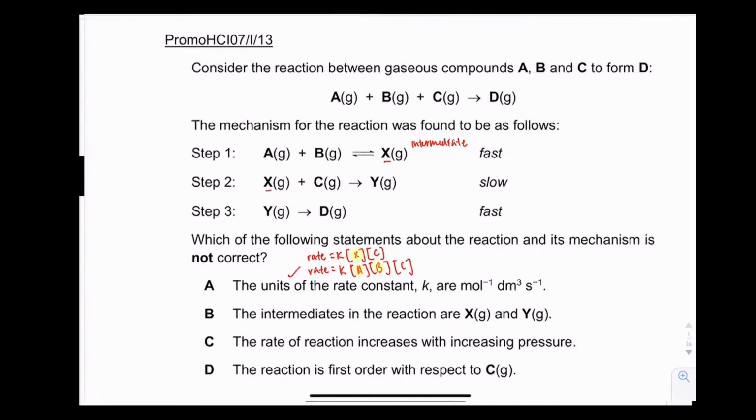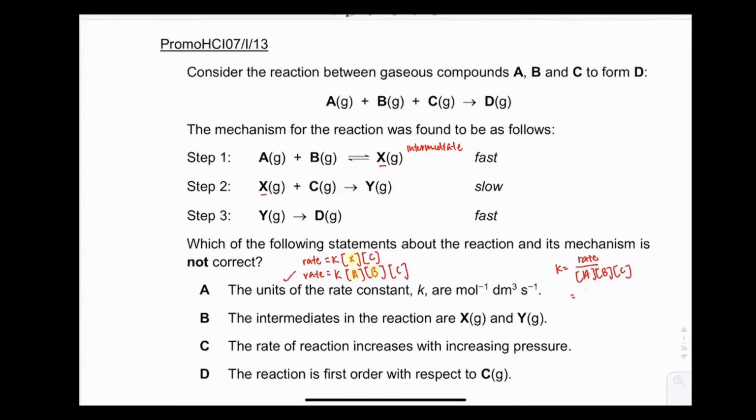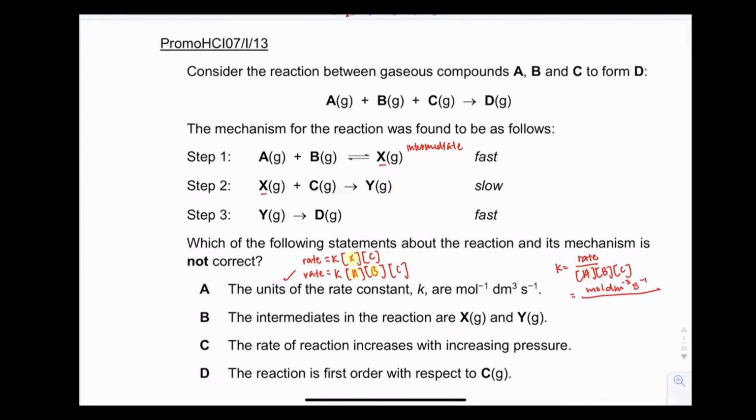Okay, so then I realized that overall, this is a third order reaction. And therefore, to get my units for K, let me see how to derive them. K equals the rate over concentration of A times concentration of B times concentration of C. So let's look at the units. So the units for rate is mole per dm cubed and then S inverse, over. So the units for concentration is just mole per dm cubed. So I have it for all 3 of them. So it's mole per dm cubed.